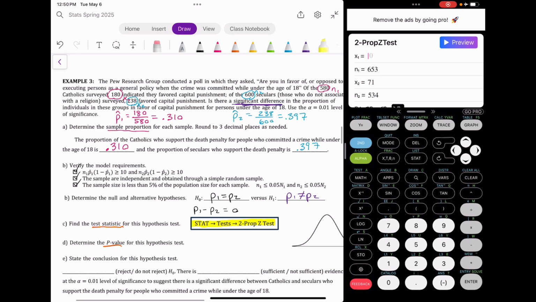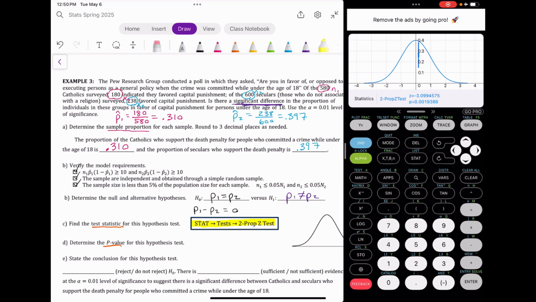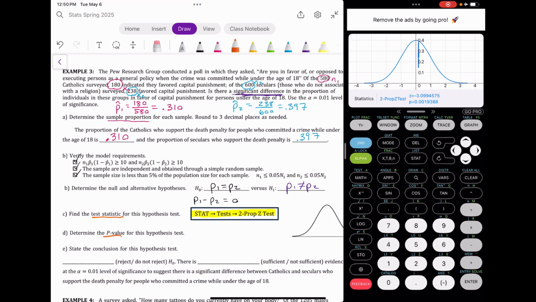Okay, so X1 was 180 for the Catholics that favored the death penalty out of 580. And then X2 was 238 that favored the death penalty out of 600 seculars sampled. And the alternative hypothesis is that P1 does not equal P2. We go to draw, and the test statistic is this z-score of negative 3.10, and then the p-value we can see is 0.0019.